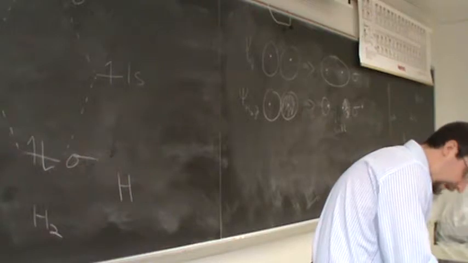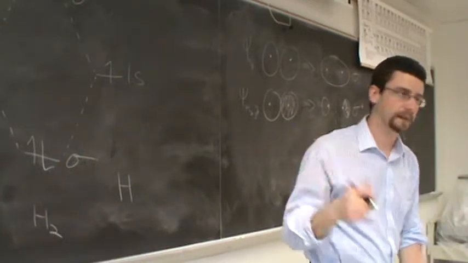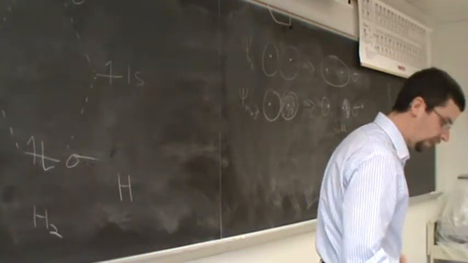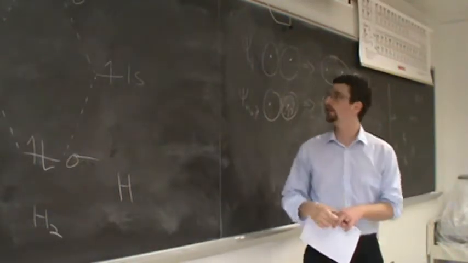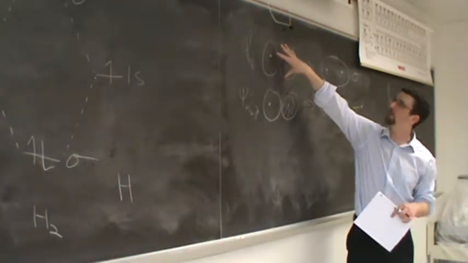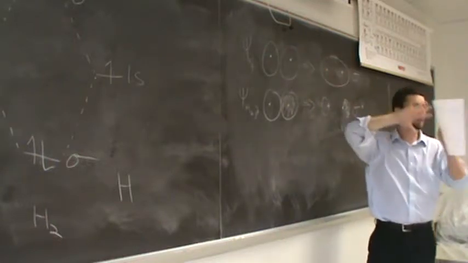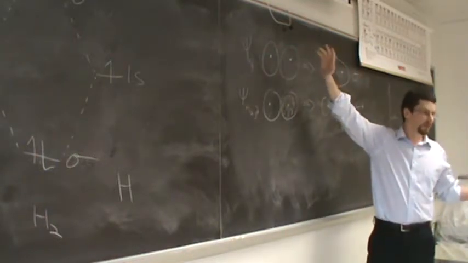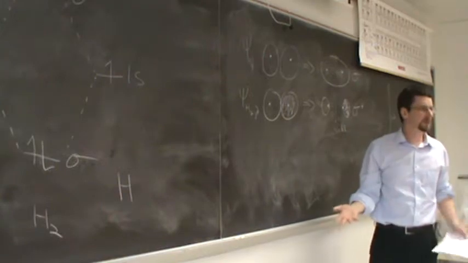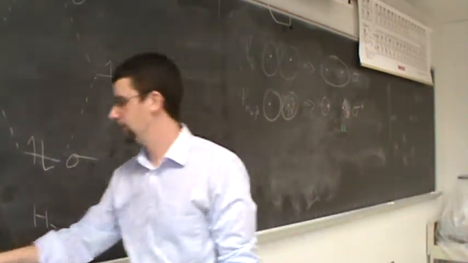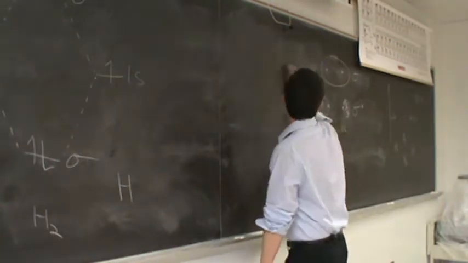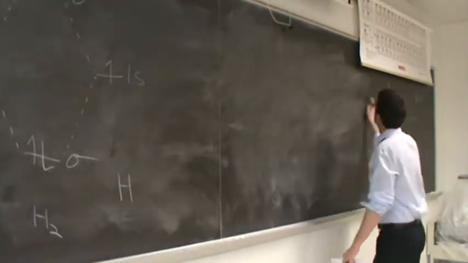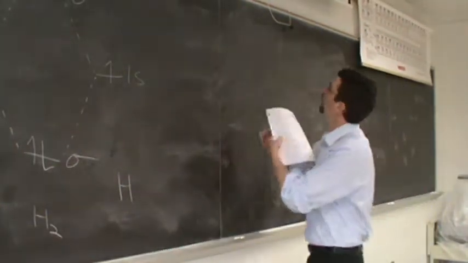Okay, so let's talk about a couple things that go into this that we've left out. One is about the quality of overlap. That's like what happens if these two go on top of one another more, or if they're further away? What happens to the resulting MO diagram? Quality of overlap.